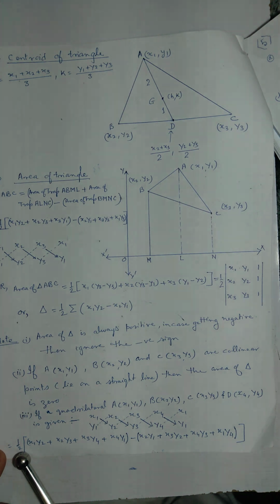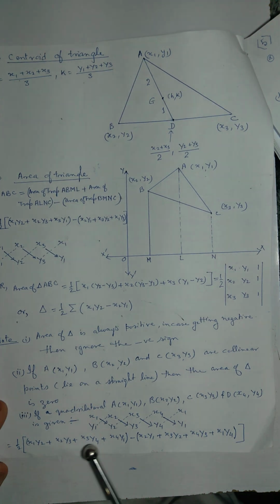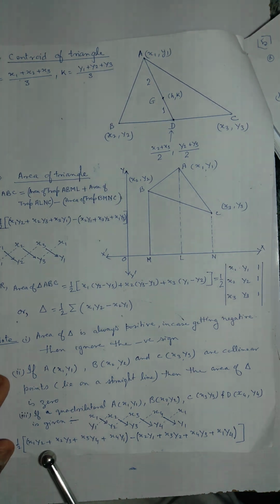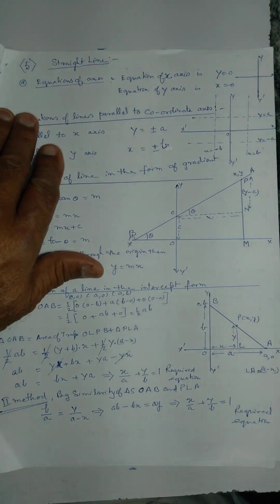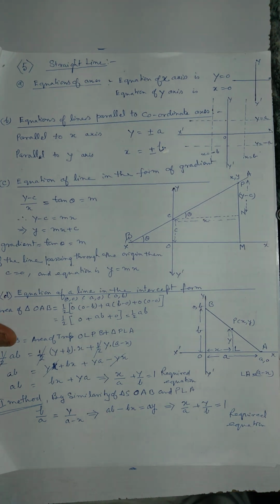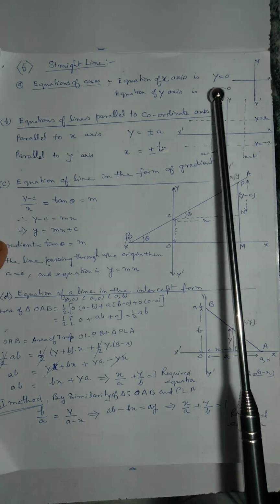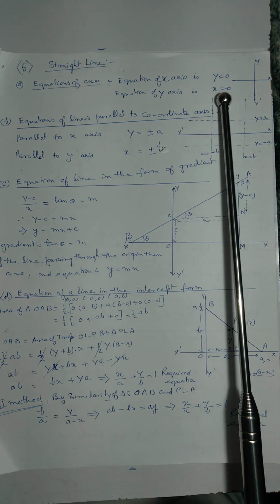And initially, before starting this relation, you write down 1 by 2 also. Now come to the straight lines. You see, equation of axis. The equation of x-axis is y is equal to 0. Equation of y-axis is x is equal to 0.